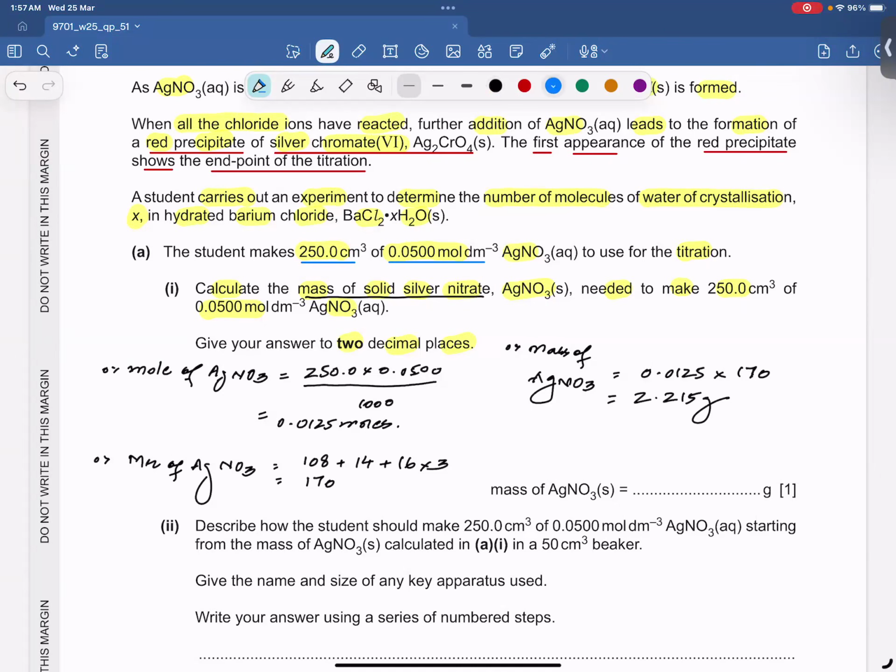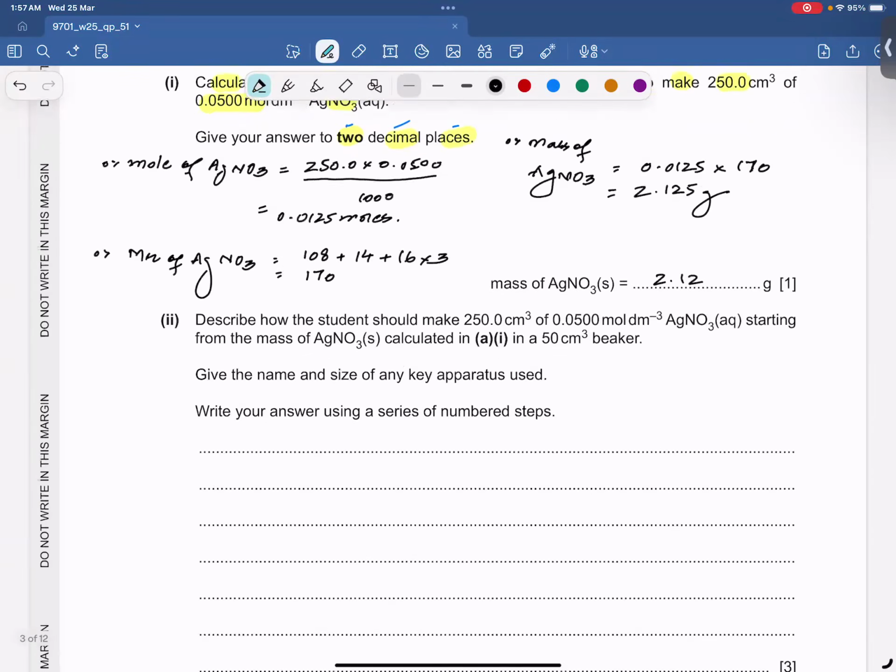The examiner is looking for 2 decimal places. So the answer is going to be 2.12. So sorry, oh, my bad. It's 2.125 gram. So I'm going to write 2.12. Okay. I hope it makes sense to you. So A part 1 is very simple, very straightforward.